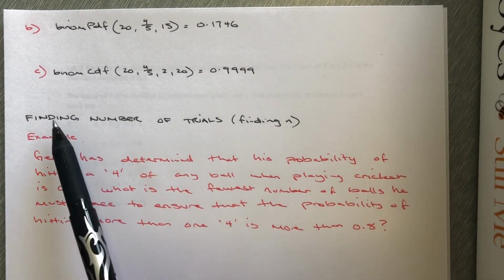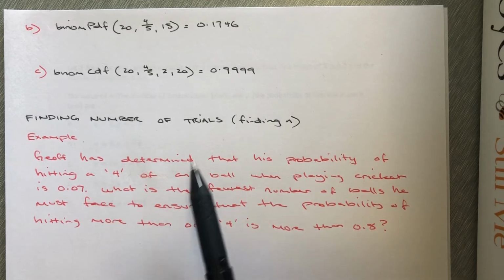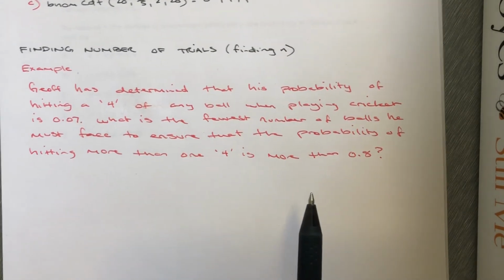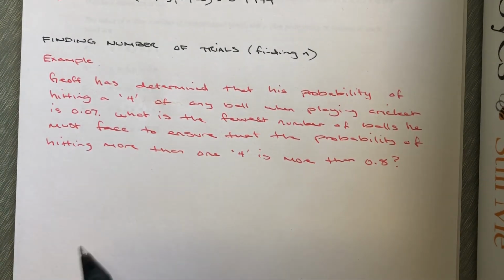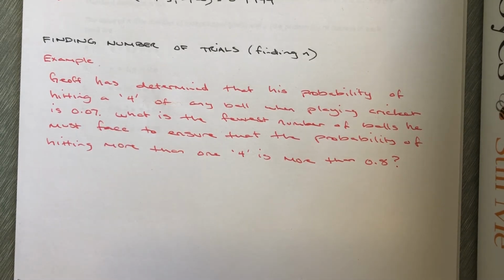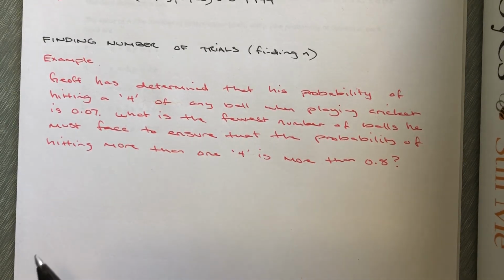The next thing I want to have a look at, a lot of people have asked me about. There have been a few problems or troubles when trying to answer questions like this, where we've got to find the number of trials, or find what n is. So here's an example. Hopefully, going through this, I'll touch on a few of the things that people are having trouble with. Jeff has determined that his probability of hitting a 4 off any ball when playing cricket is 0.07. What is the fewest number of balls he must face to ensure that the probability of hitting more than one 4 is more than 0.8?